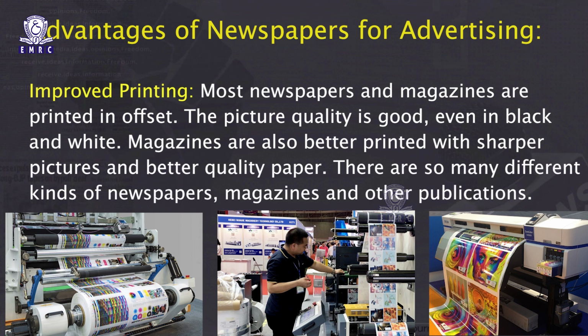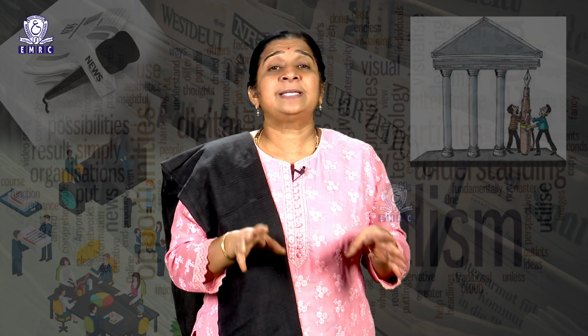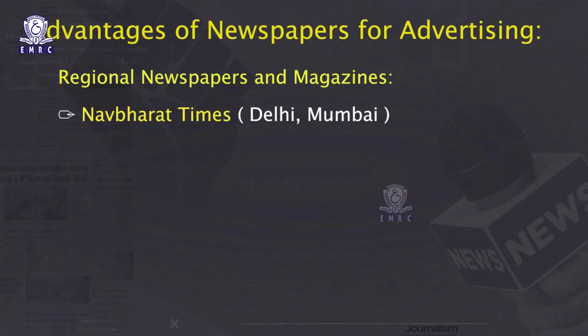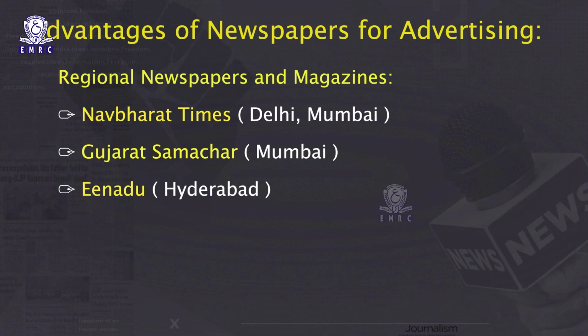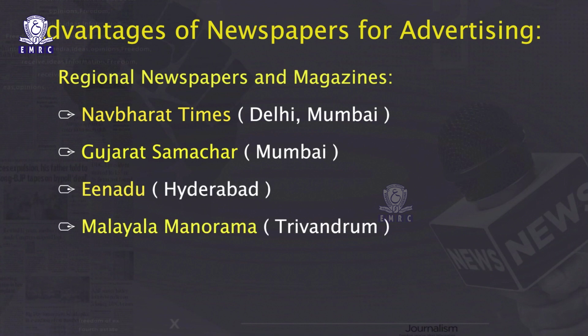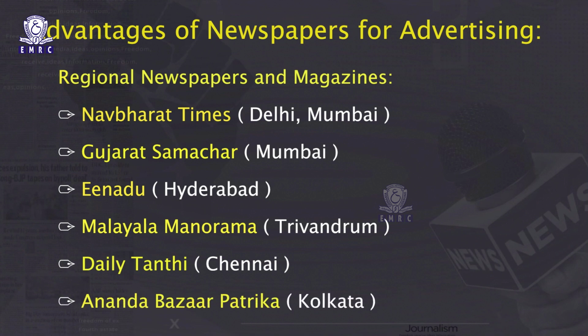Magazines are also better printed with sharper pictures and better quality paper. There are so many different kinds of newspapers, magazines and other publications. Regional newspapers and magazines in India, each region has its dailies: Navbharat Times, Delhi; Mumbai Gujarat Samachar, Mumbai; Eenadu, Hyderabad; Malayala Manorama, Trivandrum; Daily Thanthi, Chennai; Anand Bazar Patrika, Kolkata, etc.